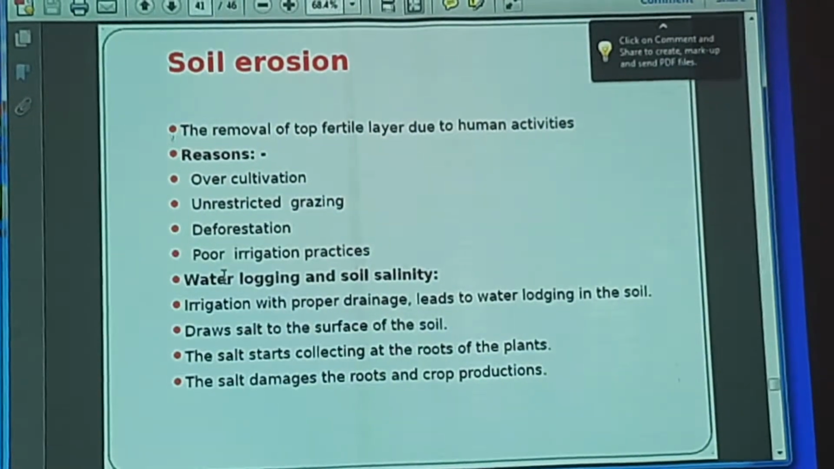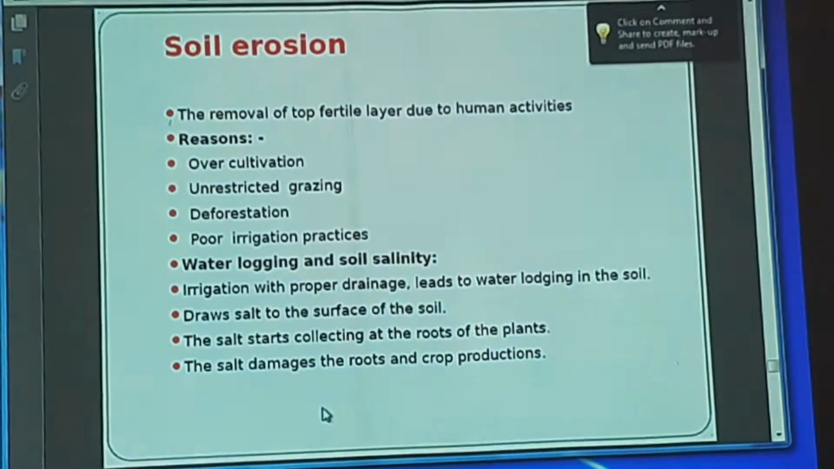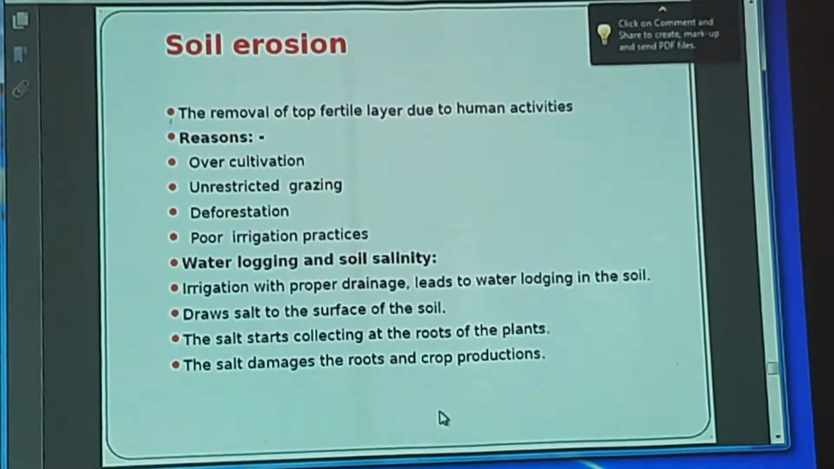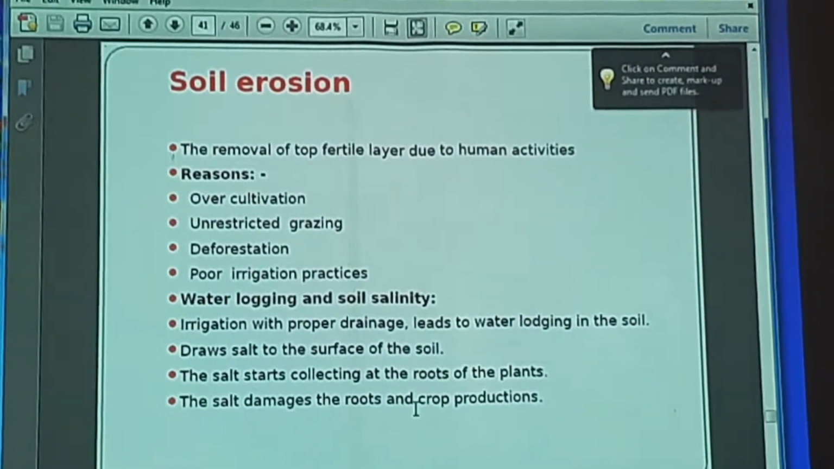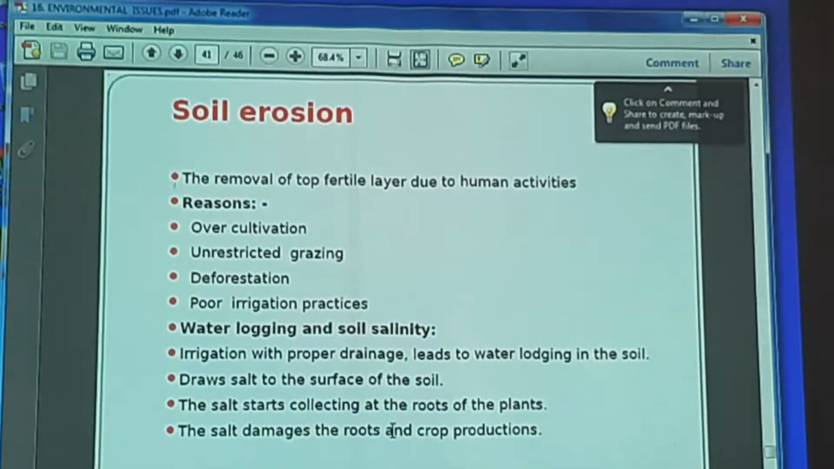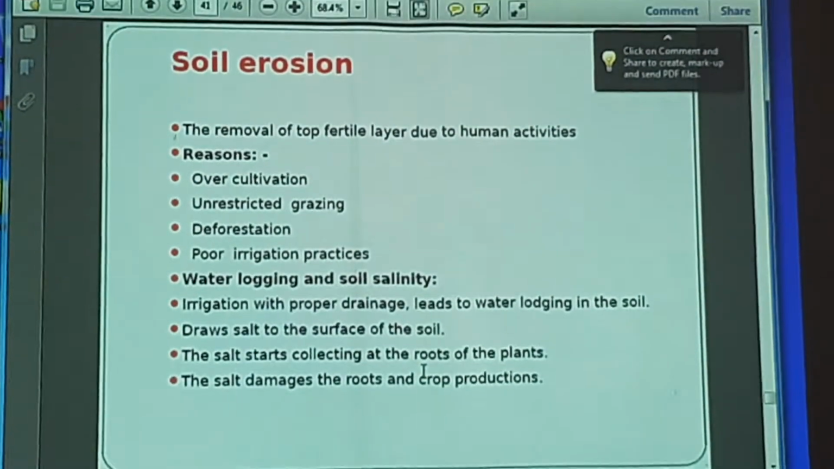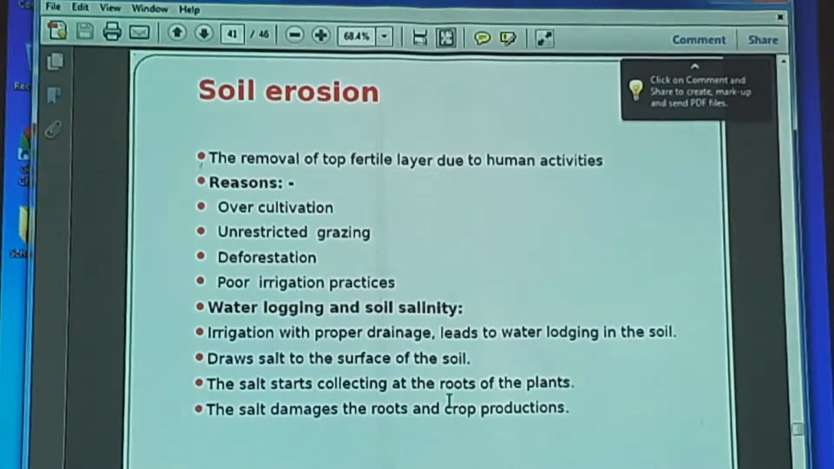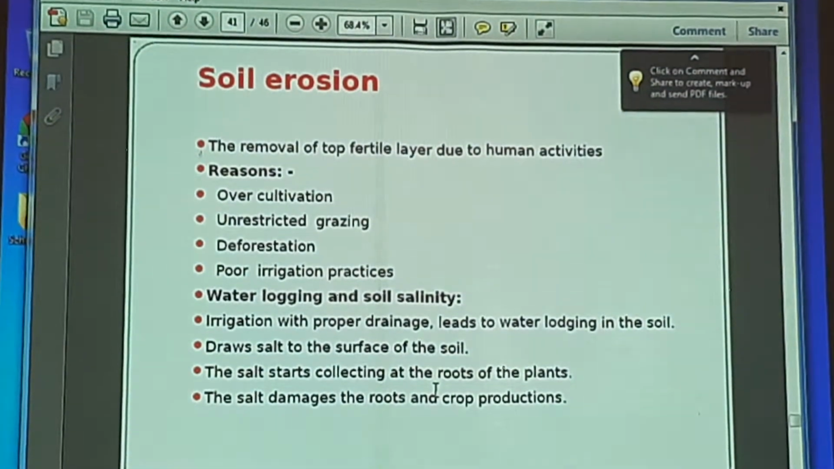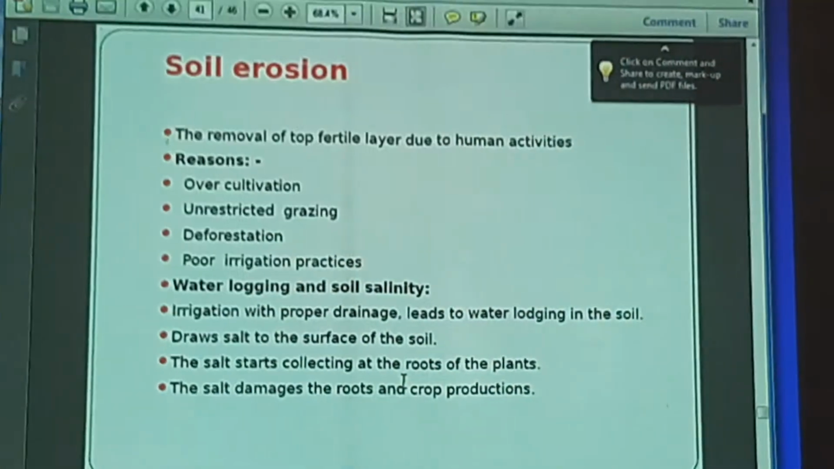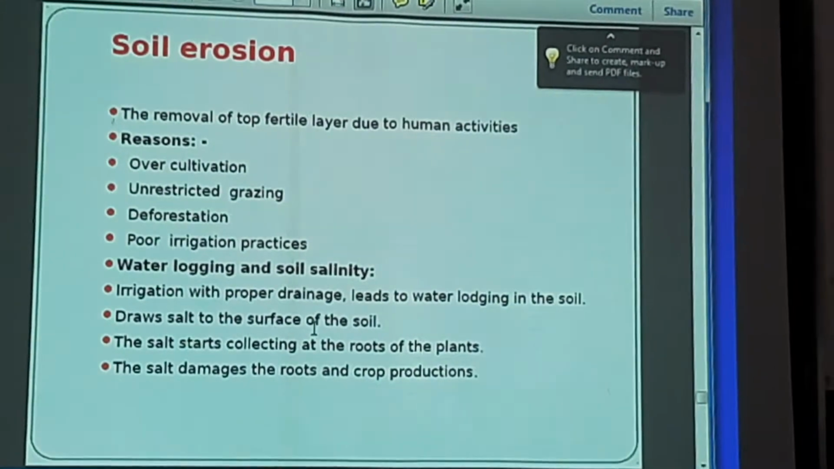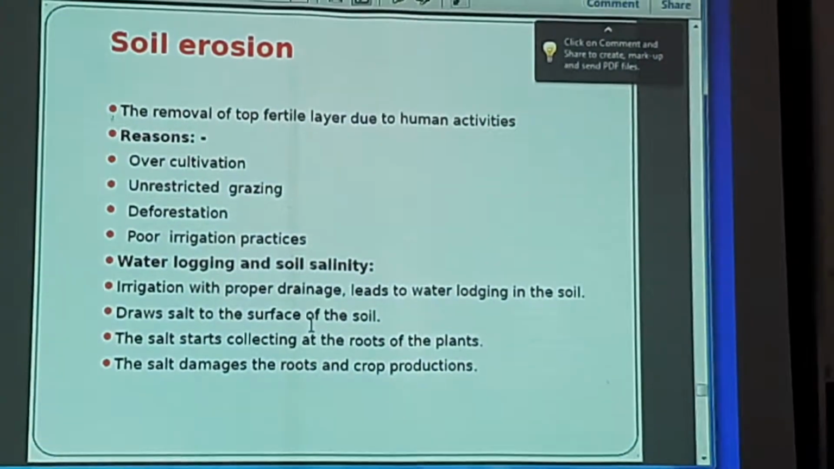The salt starts collecting at the roots of the plant. The salt damages the root and crop production. You can do an experiment with a small plant, where you add salt into the soil and see the after effects on the roots. So this accumulation of salts around the root leads to damage of the root and the crop.